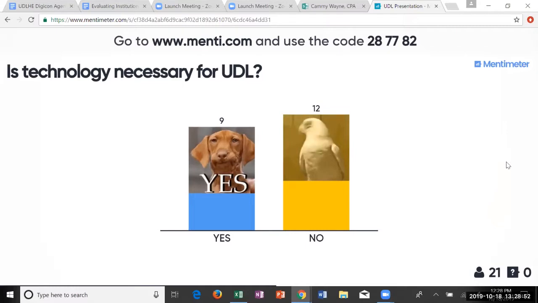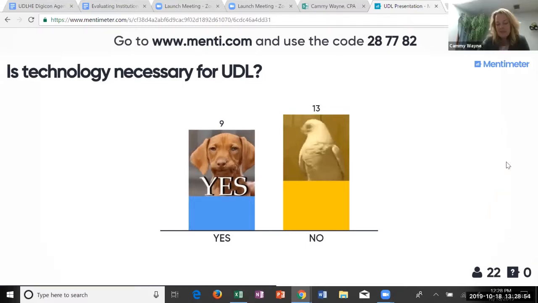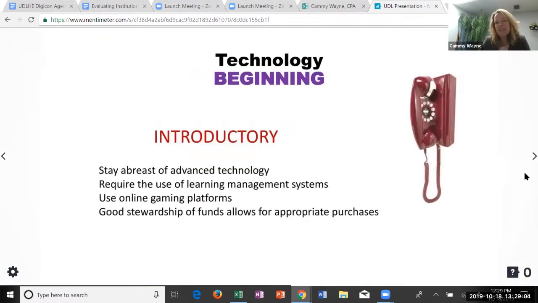So, although not necessary, the right technology does make the implementation of UDL much more manageable. If we're at those beginning stages, it's so easy to get sucked in by some of the really cool technology that's out there. So we want to make sure we stay abreast of the advancing in technology because it does change so quickly. We want to make sure that our investment in technology is for the right purpose. We also have to make sure we're already using the technology we have.